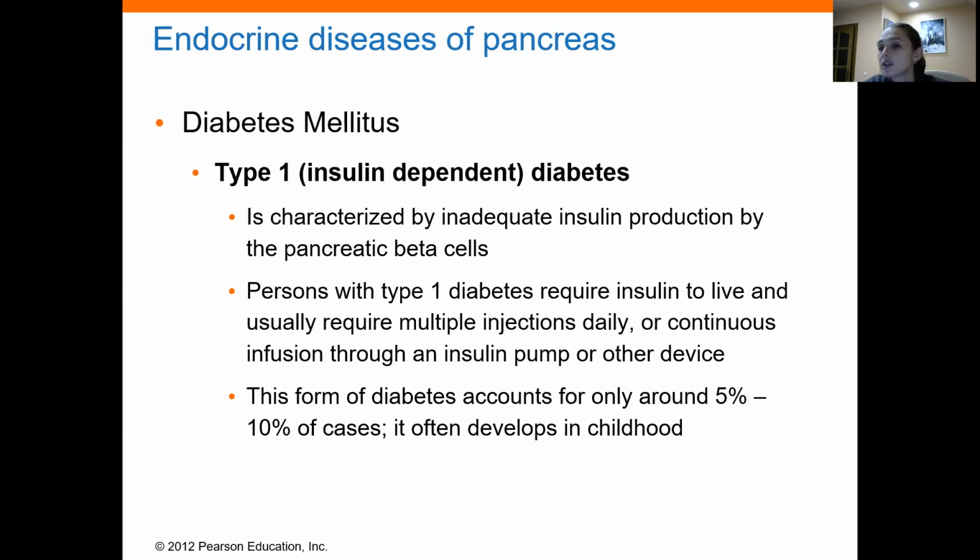Diabetes mellitus has several types. The first one is type 1, insulin-dependent diabetes, which is characterized by inadequate insulin production by the pancreatic beta cells. Persons with type 1 diabetes require insulin to live and usually require multiple injections daily or continuous infusion through an insulin pump or other device. This form of diabetes accounts for only around 5–10% of cases. This diabetes is common for children and young people below the age of 40 years.